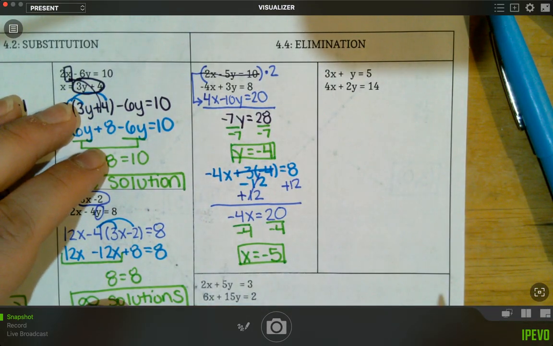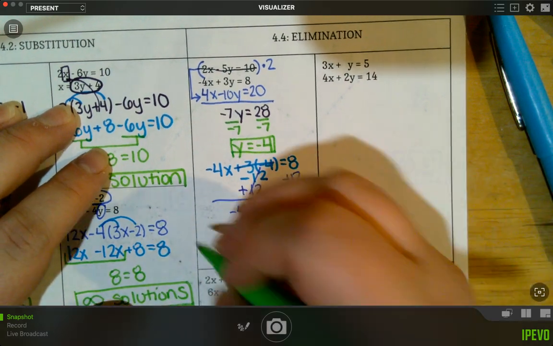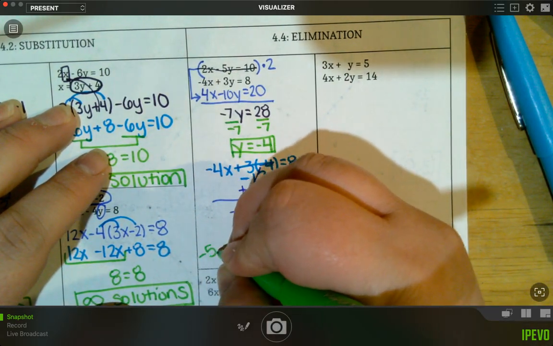And then on the test, I will have you guys write your answer like this. X first, then Y.